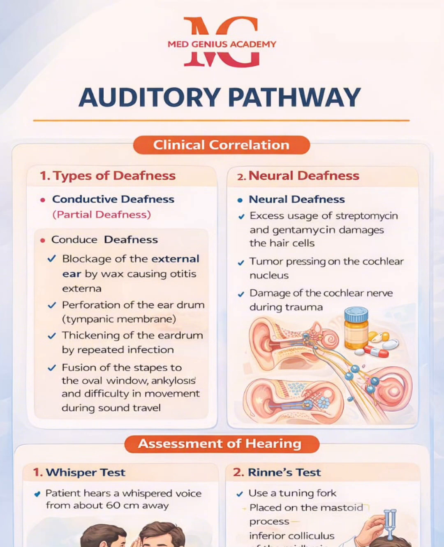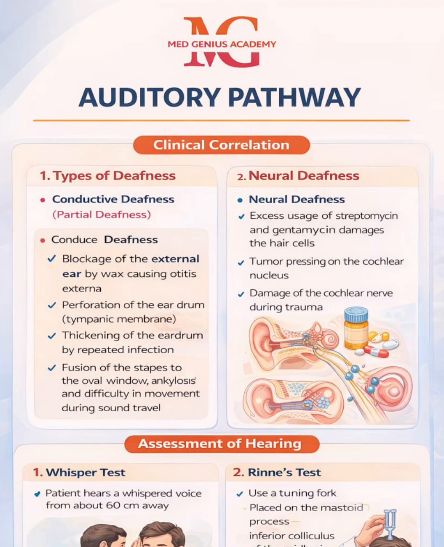So you get it now. So what about the neural deafness? Neural deafness is when there's damage to the cochlear nerve or any part of the auditory pathway. So when there's damage, you cannot transmit sound. It can be caused when you are using drugs like streptomycin, amikacin, gentamicin. You get it now. So when you are using any of these drugs, it will affect you very well. And also it damages the hair cells.